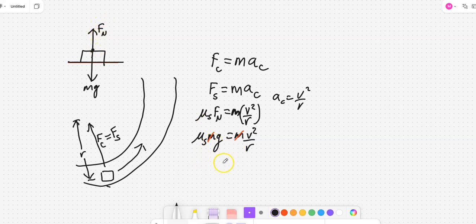And if we were looking for the velocity, we would multiply both sides times r. And that will give us r g mu s is equal to v squared. I'm going to flip it and take the square root. And that should give us the formula for the velocity to go around that circular path safely.